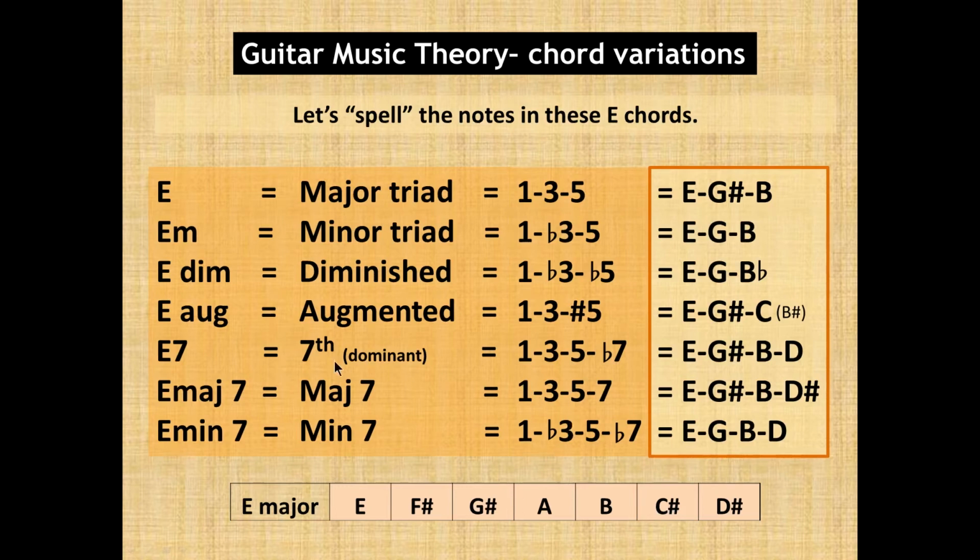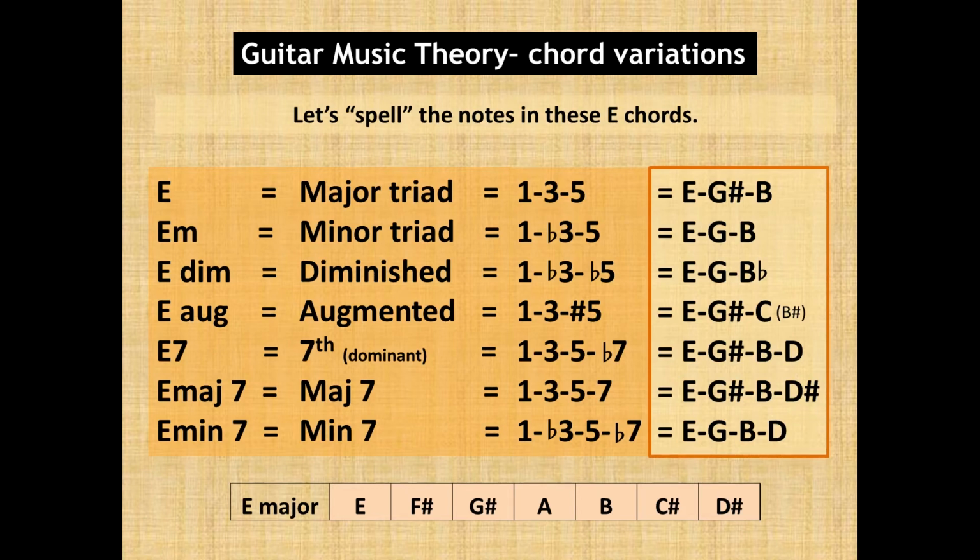The difference between the dominant seventh and the major seventh is that the seventh is not flatted in the major seventh. I haven't talked about this, but you have minor thirds, minor sevenths, major sevenths. So the flatted seventh is a minor seventh, and this is a major seventh because it's not flatted. And in this case, the difference between these two chords is that the seventh is flatted for the dominant seventh, and it is not flatted for the major seventh.